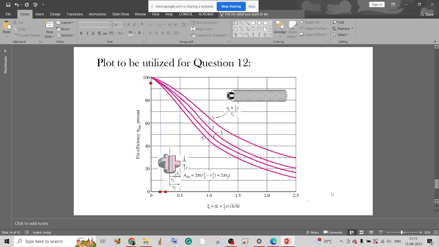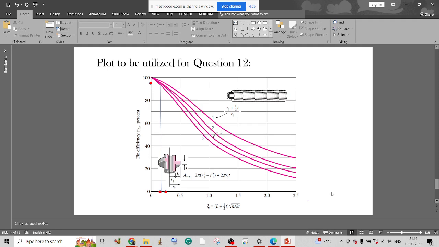Okay. Area of fin we were finding out, right? So eta, the efficiency, came out to be 0.95. My writing pad is malfunctioning, sorry for that.